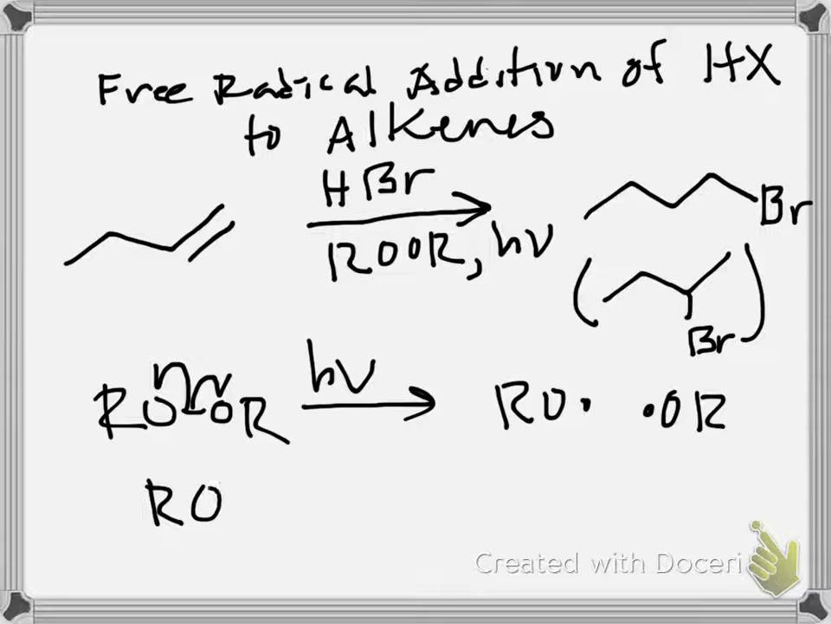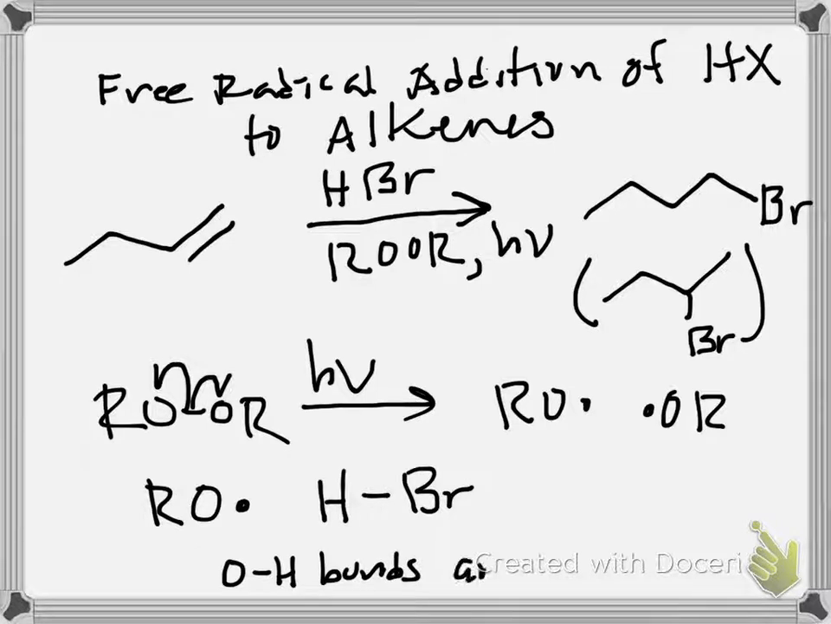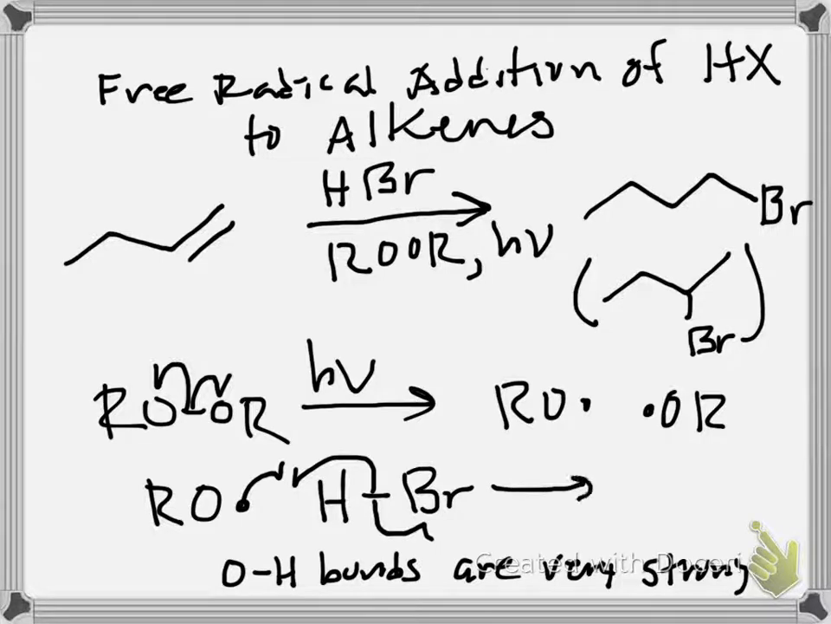So, this oxygen is an electron deficient species. It would really like to react with something else that has one electron. It turns out that OH bonds are very strong. And so, what happens is the oxygen and its lone pair of electrons is going to form a bond with a hydrogen, which has one electron that it's getting from the sigma bond between the H and the Br. Meanwhile, the other electron in the bond ends up on the bromine, so that what you form is an ROH plus a bromine radical.